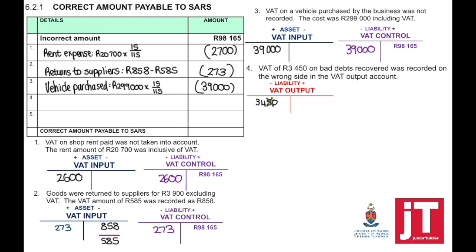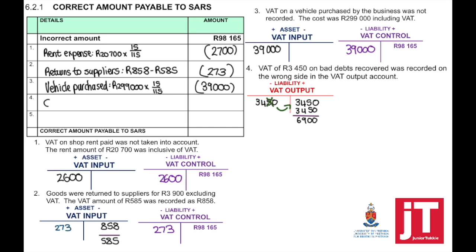To correct this, we now need to take it out by crediting that output. But by taking it out, we've only cancelled that transaction. We still need to show that the bad debts recovered VAT amount is payable to SARS. That's why you need to times this by 2 to correct the error.